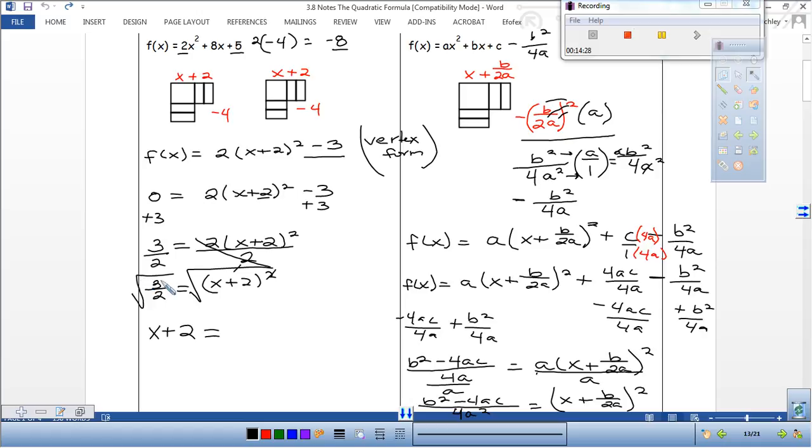This stays like this because I don't know the square root of 3, and I don't know the square root of 2. Okay? But I do know there could be a positive one and a negative one of it. So that's why it's plus or minus 3 over 2. Whenever I square root something, I need a positive and a negative.